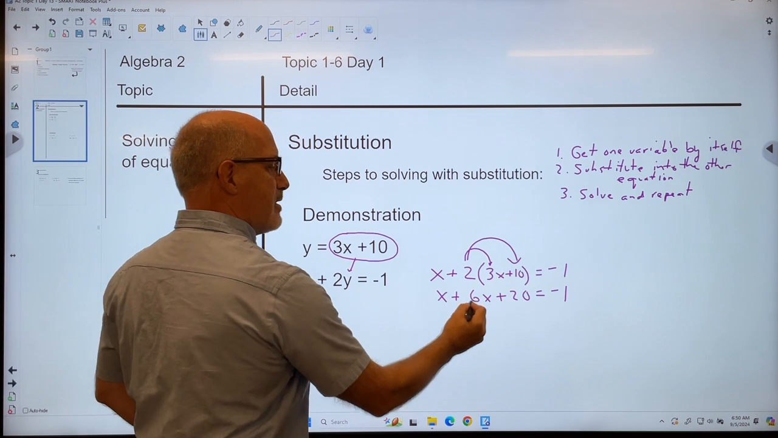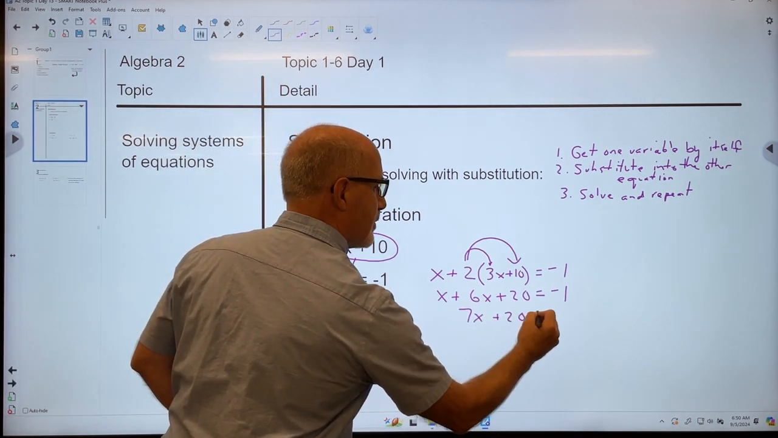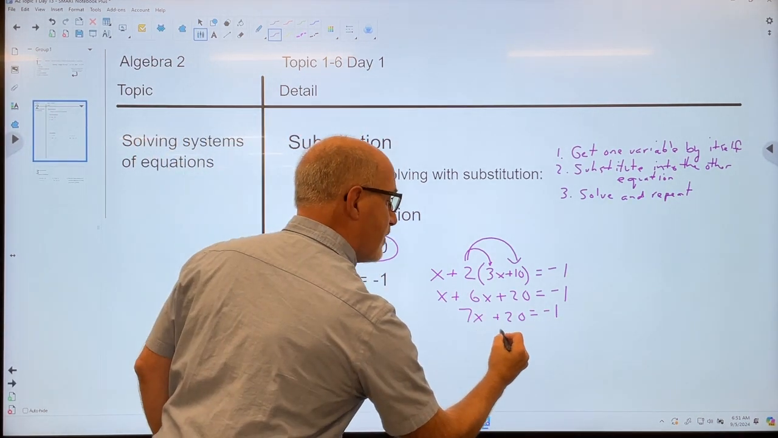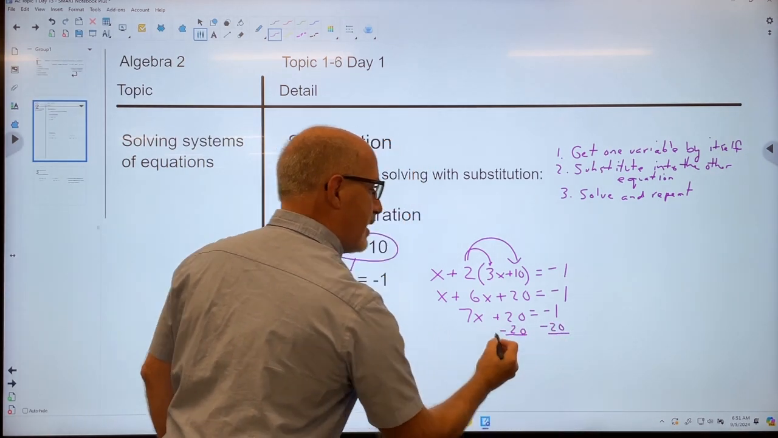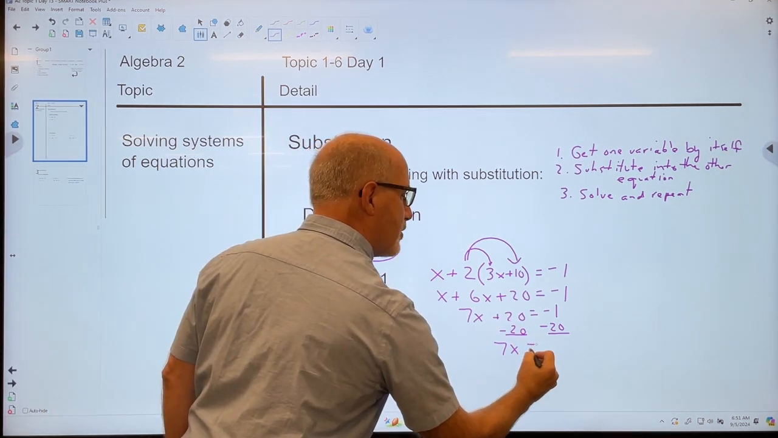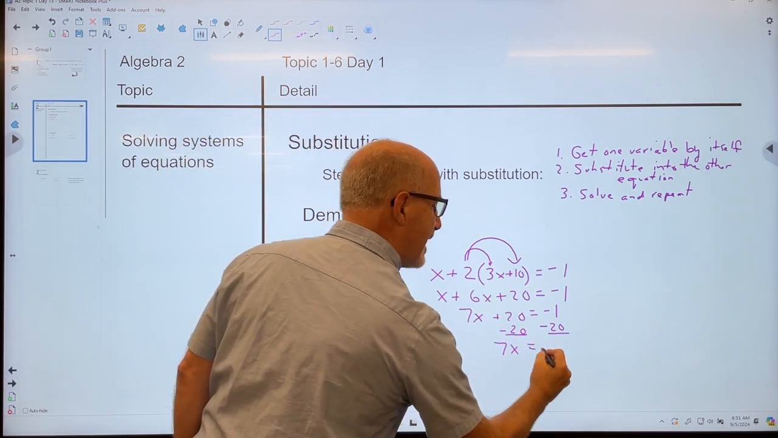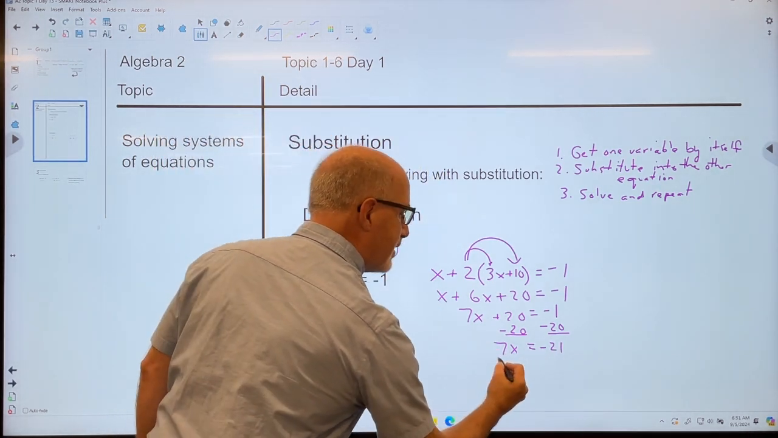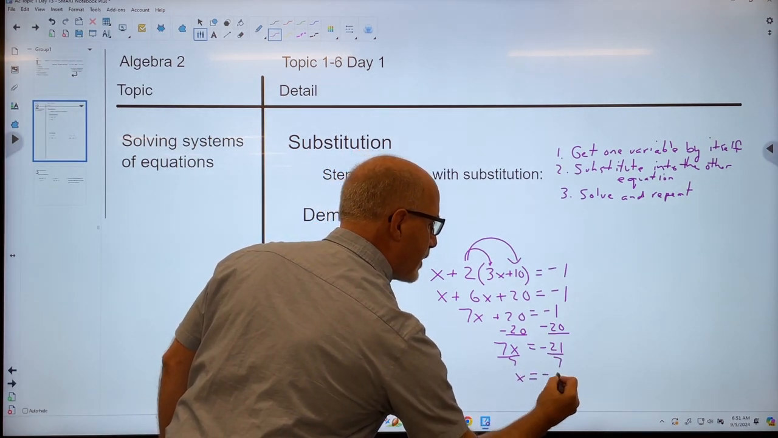So now x plus 6x is 7x. Now I'm going to subtract 20 from both sides to solve this equation. And so I'm going to get 7x alone over here. No more numbers. The constant's gone to the other side. -1 minus 20 is -21. So I'm going further negative. Divide by 7, and you get x equal to -3.